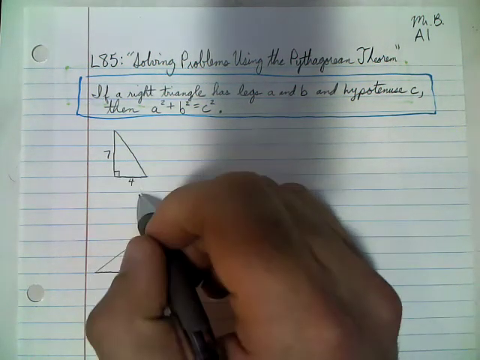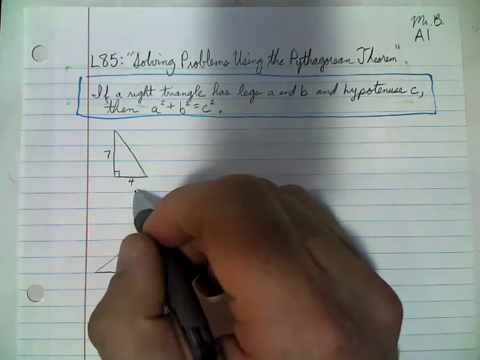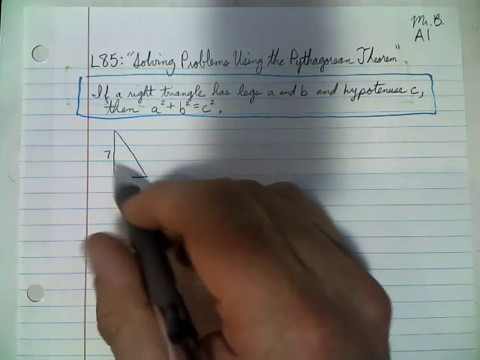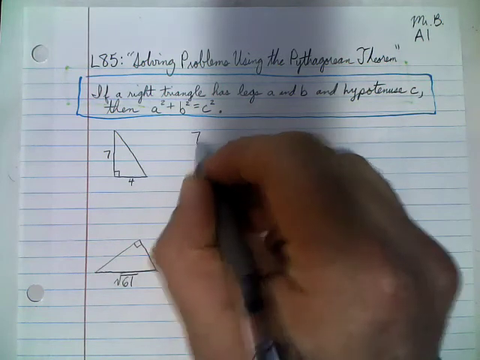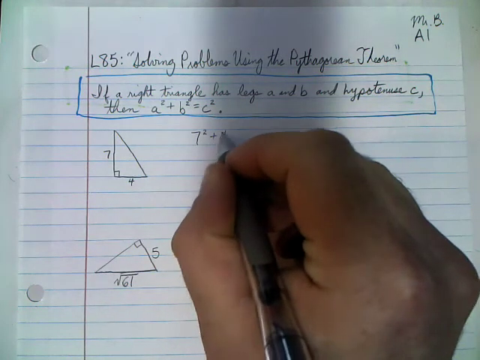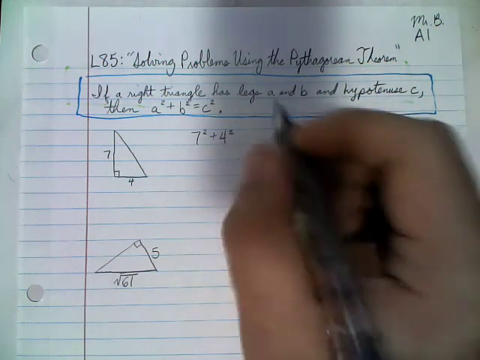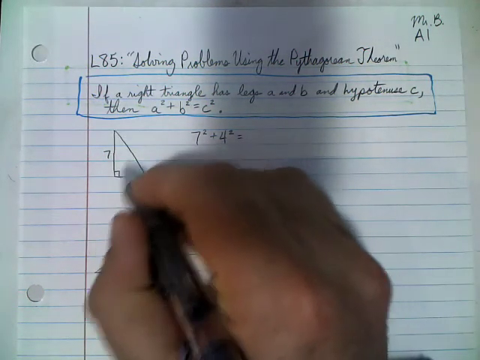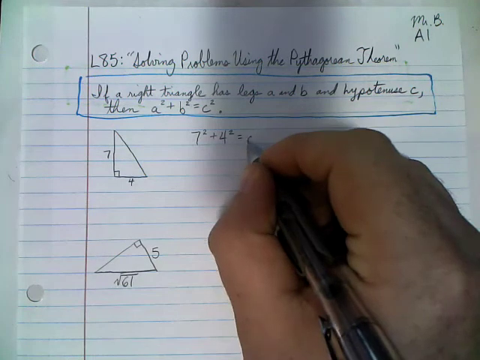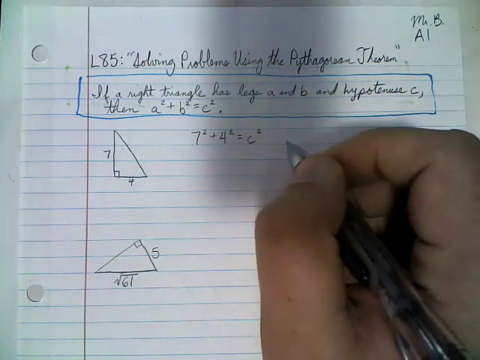First example here, remember that A and B are going to be the legs, the two that make the right angle. So that means that 7 and 4 will be my A and my B. So 7 squared plus 4 squared must equal the hypotenuse, the longest side, the side across from the right angle that we don't know. So we'll just leave that C squared.